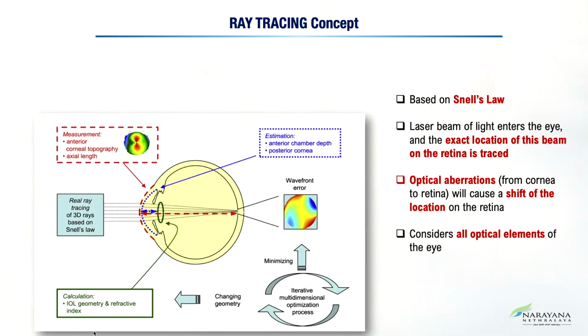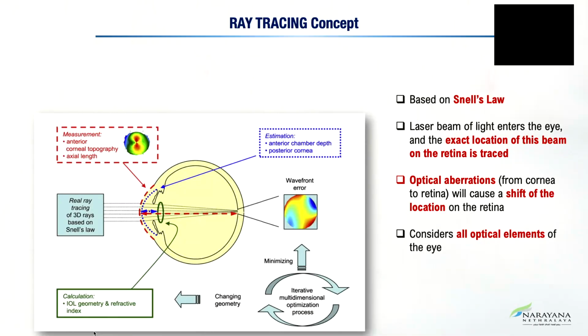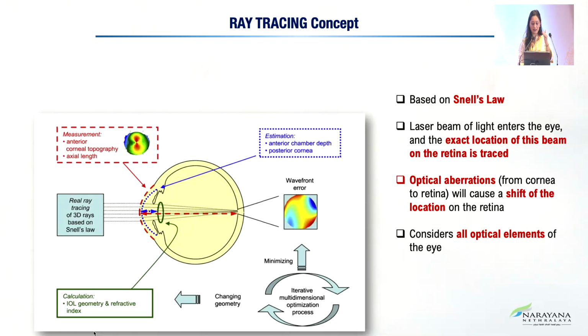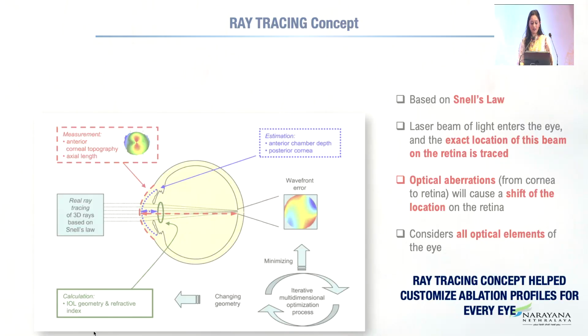Ray tracing is based on Snell's law and uses a laser beam of light which enters the eye, and the exact location of the beam is placed on the retina. It takes into consideration the optical aberrations from the cornea and the topmost layer of the cornea, the epithelium, and then it goes from every part of the eye right towards the retina. There's a backscatter, and that's how it measures all the aberrations and takes into account all the optical elements in the eye.